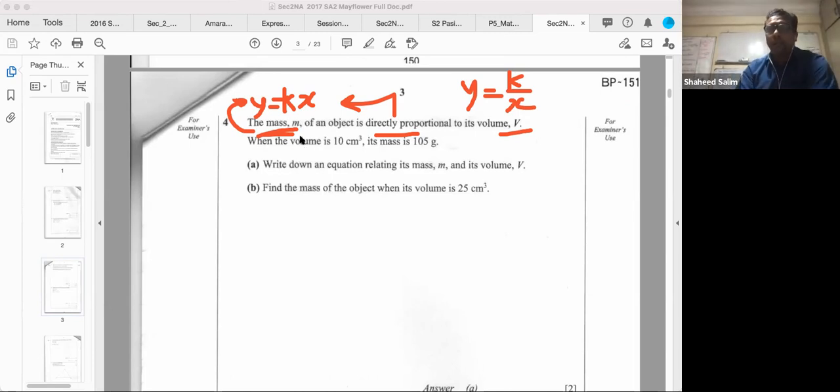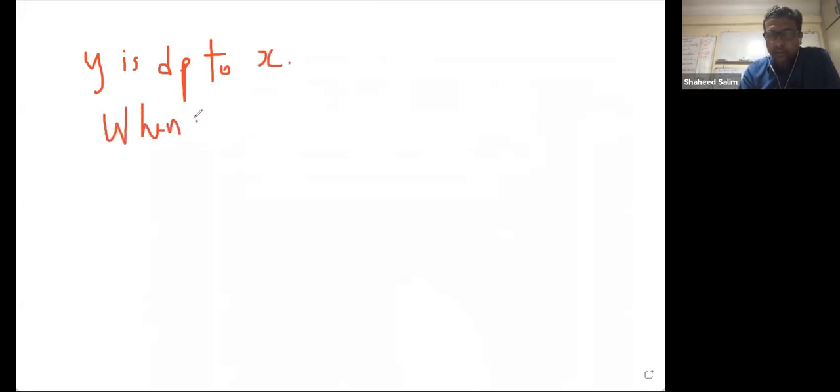No, okay. I give you another question, okay? Then you try to do this one. Where's the whiteboard? Oh, down here. Okay, let's say y is directly proportional to x, when y is how many, x is how many. I will give you this.